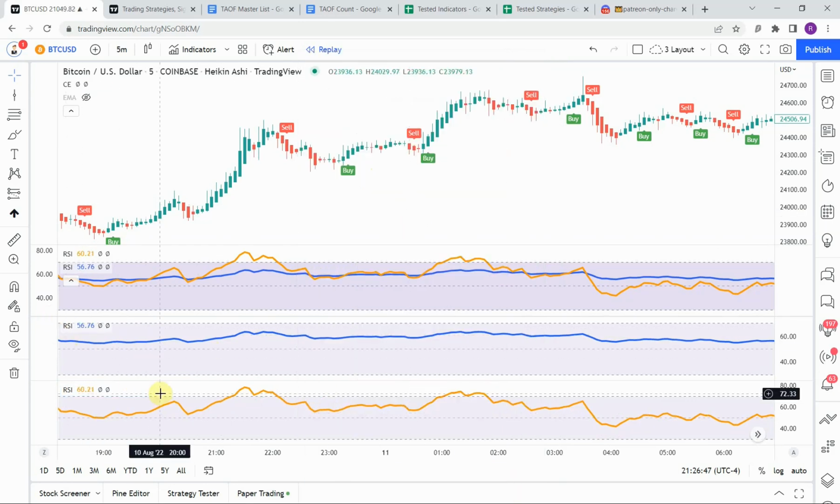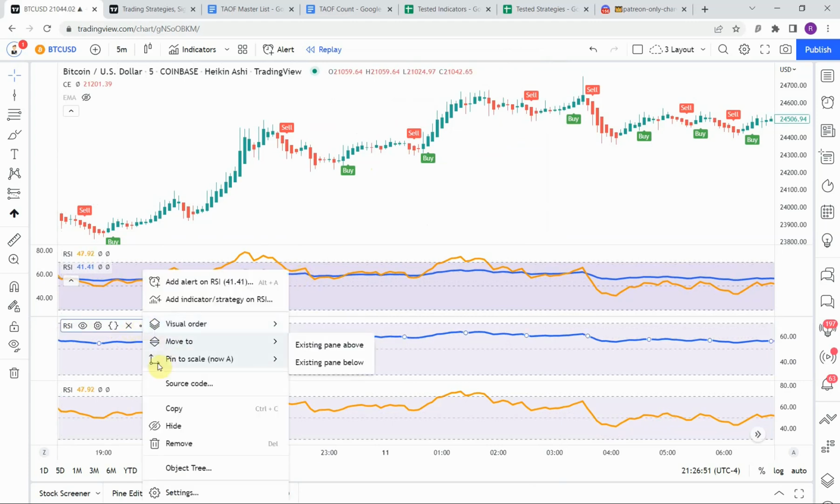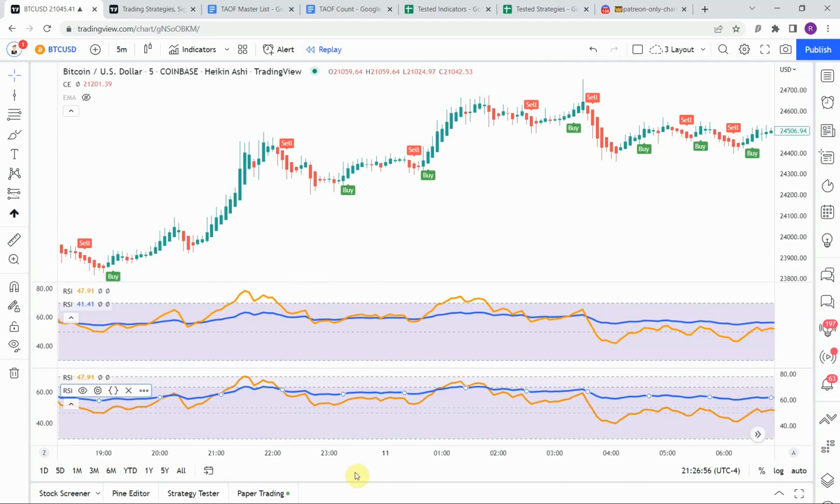You can kind of see what we're doing. So now we're going to combine these to create one indicator. So I'm going to click on the three dots right there. I'm going to go to move to existing pane below.